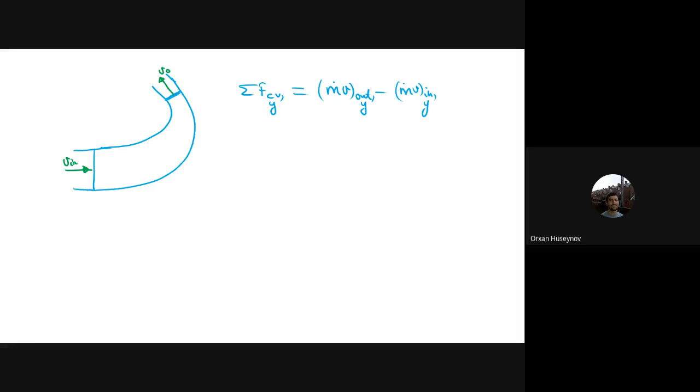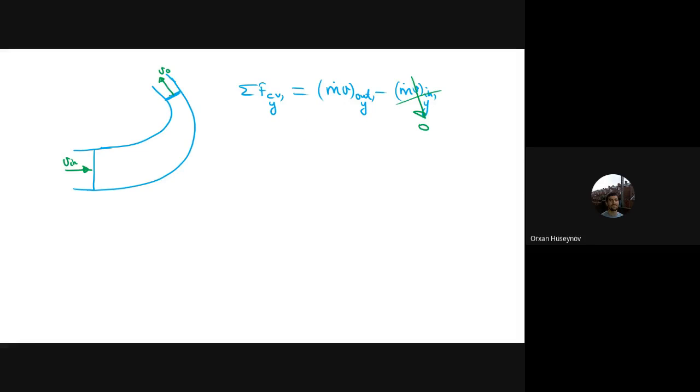So what is the value of velocity inlet in y direction? Yes, it is of course 0, because fluid enters in x direction. You can see it enters in x direction. There's no need to find it. So now comes the velocity outlet in y direction.